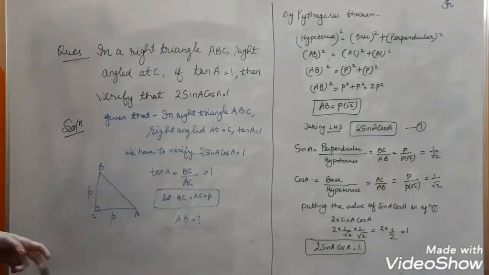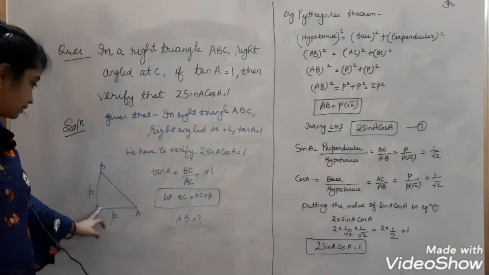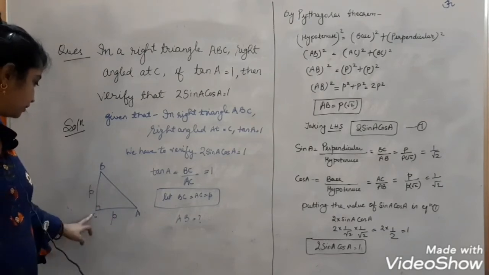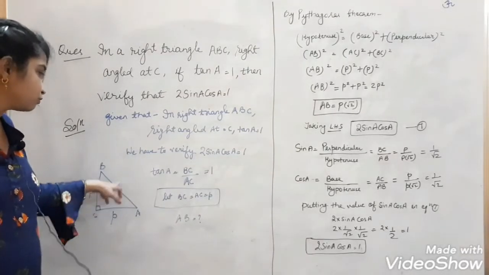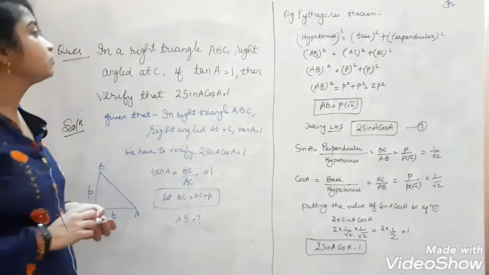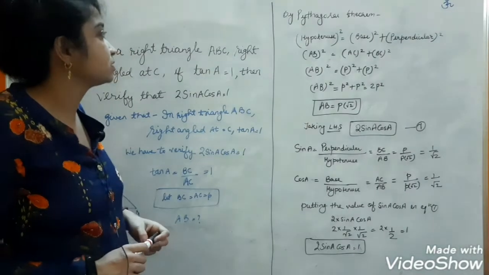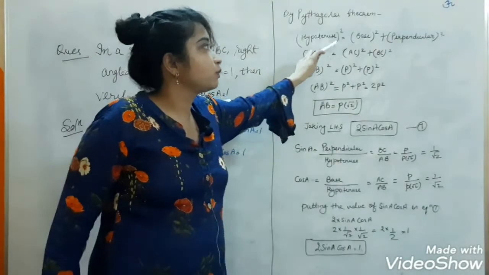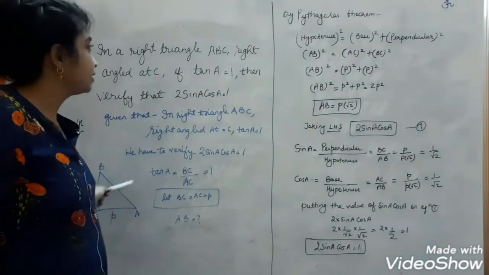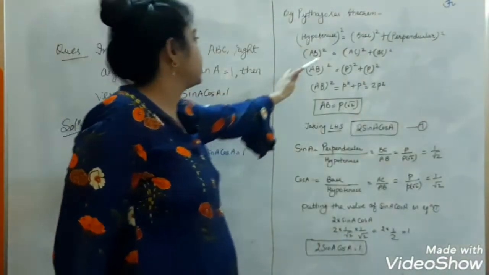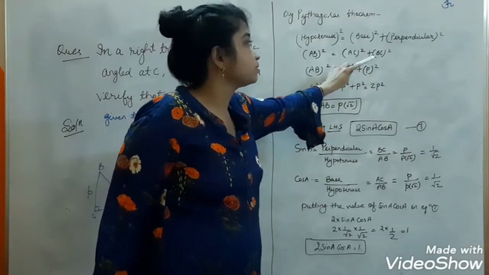So from here I have drawn this right triangle. Angle C is 90 degrees, and let's suppose BC and AC both are equal to P. Now we have to find out the value of AB. So what we will use? We will use Pythagoras theorem here. Pythagoras theorem is hypotenuse square is equal to base square plus perpendicular square. So hypotenuse is AB, base is AC and perpendicular is BC. AB square is equal to AC square plus BC square.